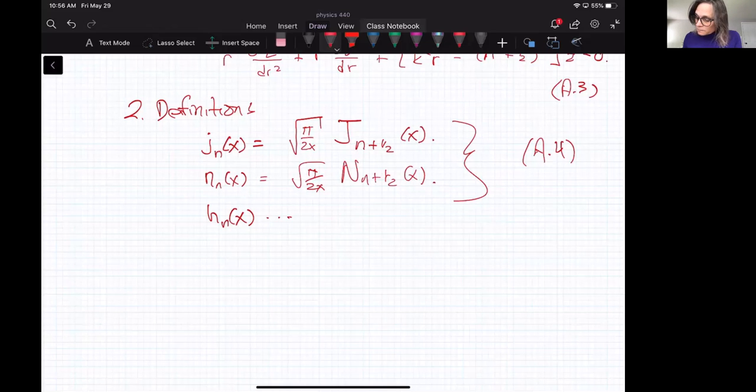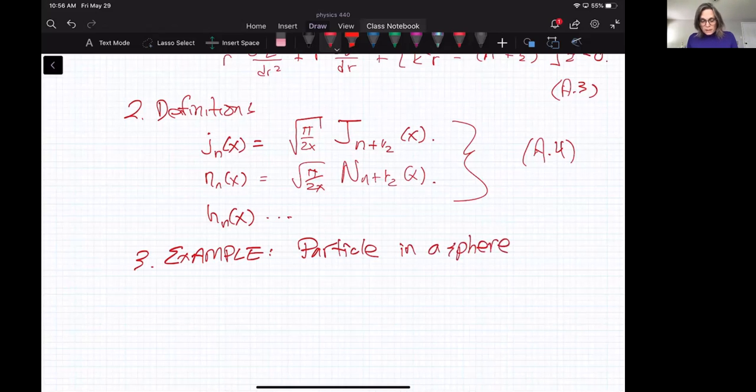So, in a hugely important example of why we can use this, let's go back to a very basic question, that is, the particle in a sphere.